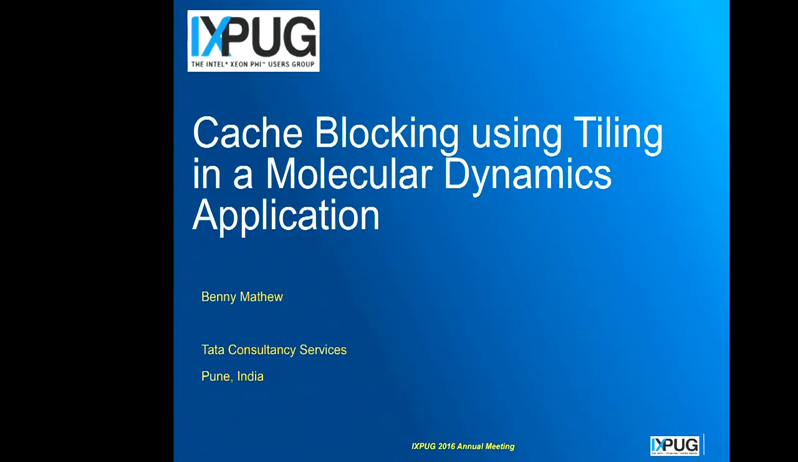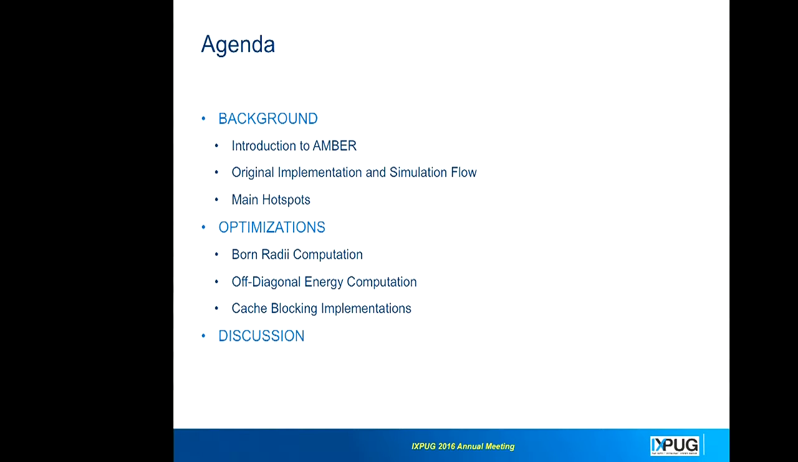So I'm Mathew from Tata Consultancy Services, and I'll be presenting my experience with optimizing AMBER, which is a molecular dynamics application. So this is the flow. I'll be going over the background of AMBER, how the original implementation was, and what changes we made to it, and the main hotspots. The two main hotspots I'll cover in a little more detail are the Born Radii computation and off diagonal, and then the cache blocking implementation.